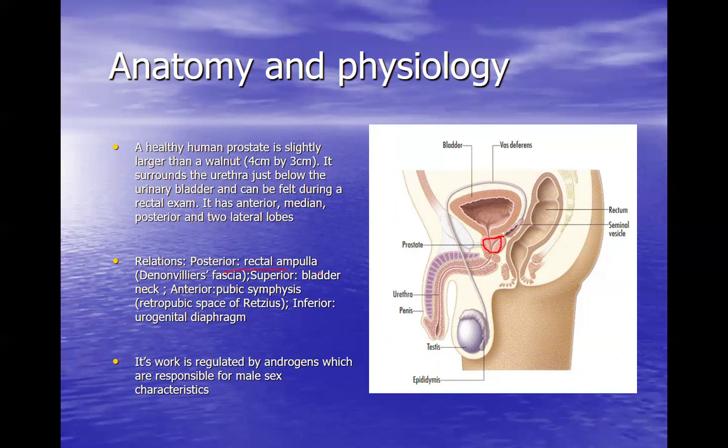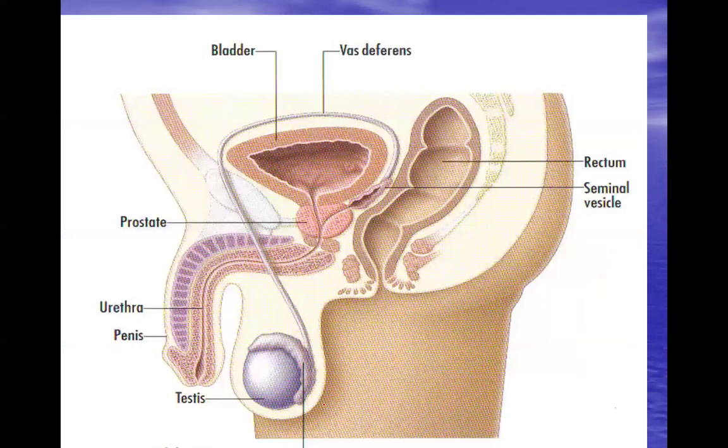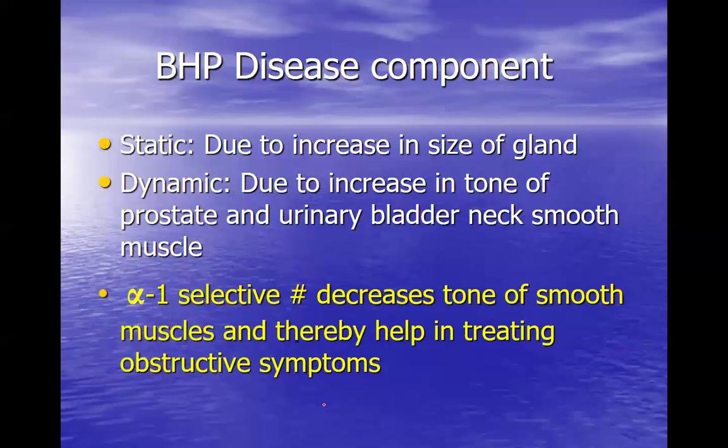Now these are the relations. Posteriorly, it is related to the rectal ampulla and Denonvilliers fascia. Superiorly, it is related to the bladder neck. Anteriorly, it is related to the pubic symphysis and the retropubic space of Retzius, and inferiorly to the urogenital diaphragm. Its function is regulated by androgens, which are responsible for male sexual characteristics.